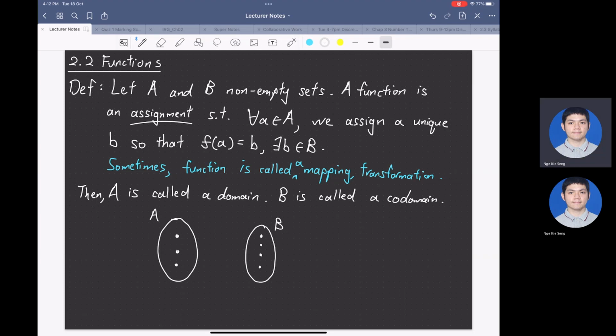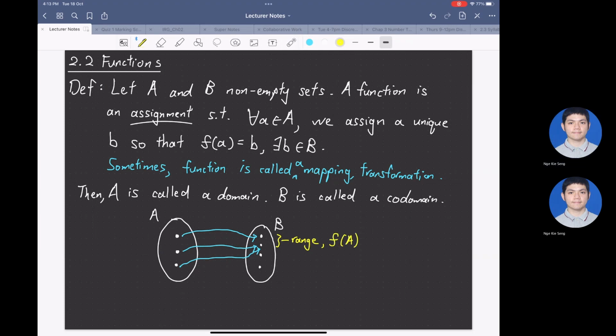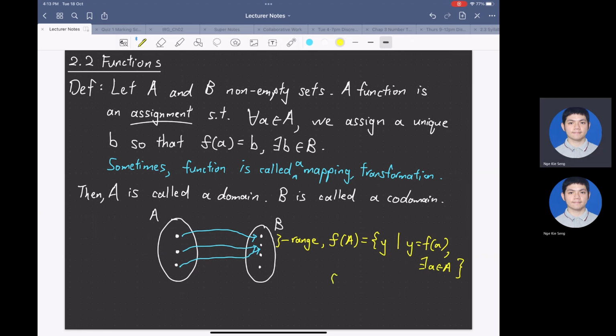So we could have a map like this maybe. The things that we map to will be called the range. So the range is f(A), which has the elements y such that y equals f(a) for some a. In other words, f(A) is a subset of B. Remember we learned subset last week.